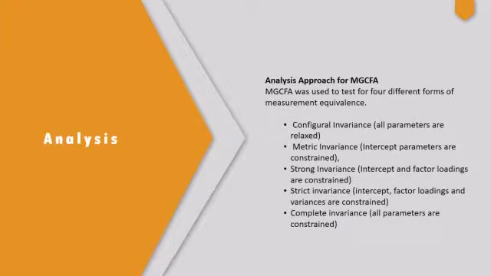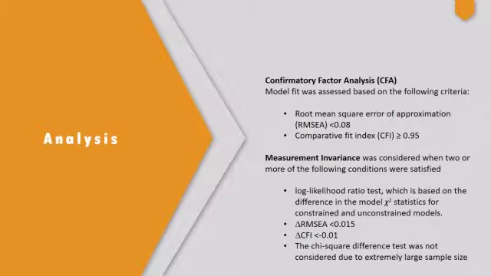Then for the complete invariance, all parameters are constrained. For the confirmatory factor analysis, the way we check the model fit is whether the root mean square error of approximation is less than 0.08, or the comparative fit index is greater than or equal to 0.95. Measurement invariance is considered met if either of these two conditions is satisfied.